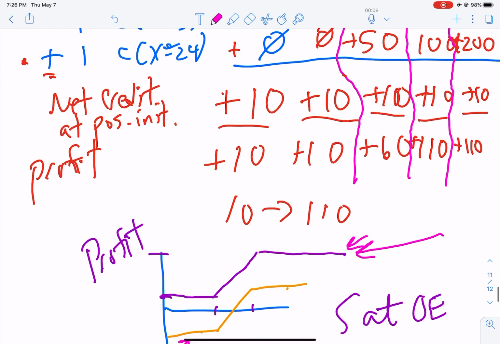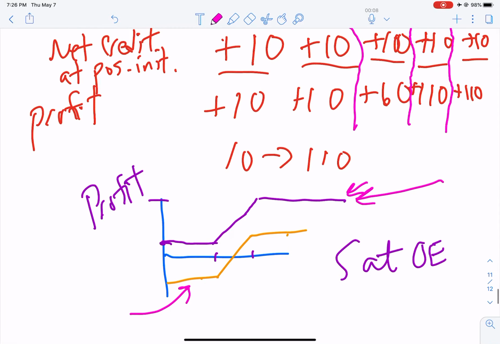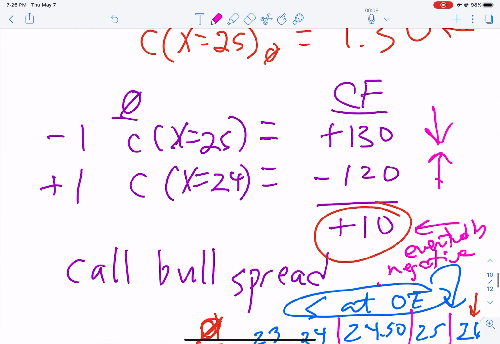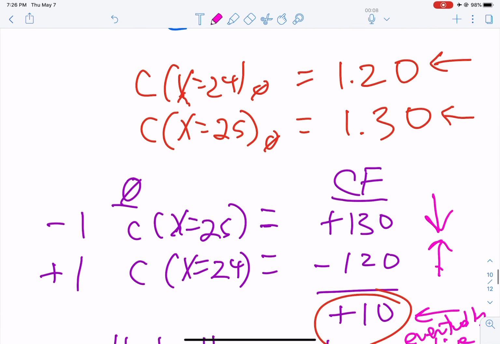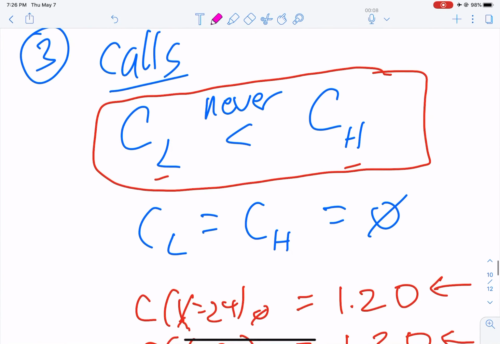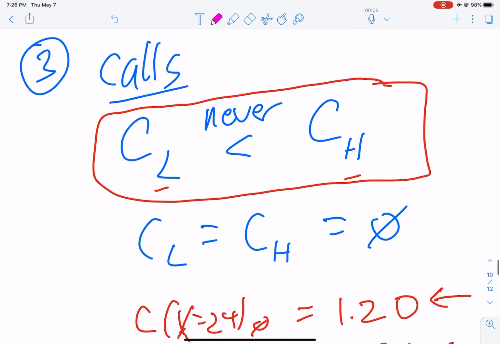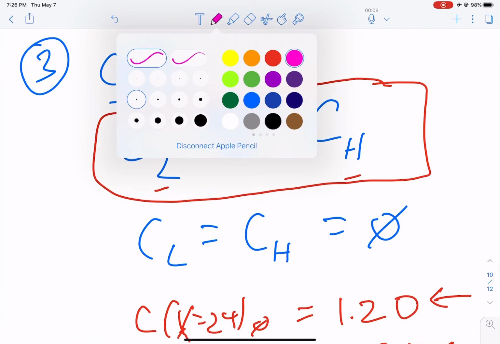Okay, so there we go. There's our discussion of call options. And again, the rule for our option pricing model is that the price of a lower strike call can never be less than the price of a higher strike call. Okay, now let's look at this same issue from the perspective of puts.